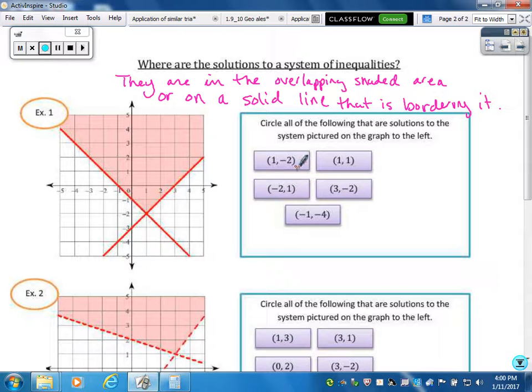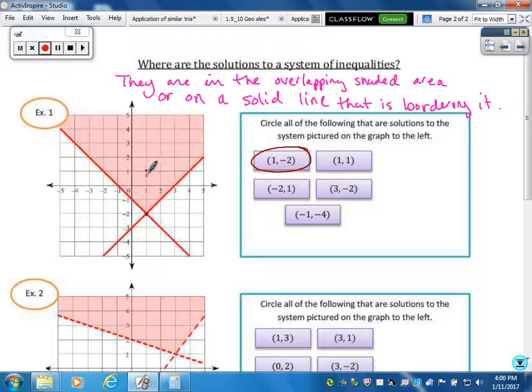So this coordinate is x and then y. On my x-axis, I need to go over 1, and then it says down 2. Is that in the shaded area or on a solid line bordering it? Yeah, it's right on the border there of the solid line of that shaded area. So that one works.